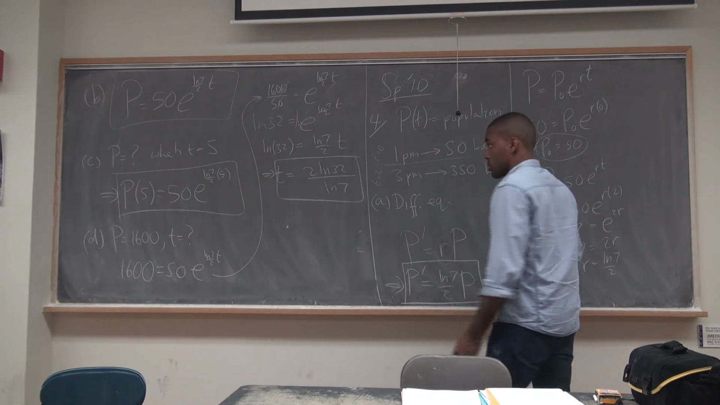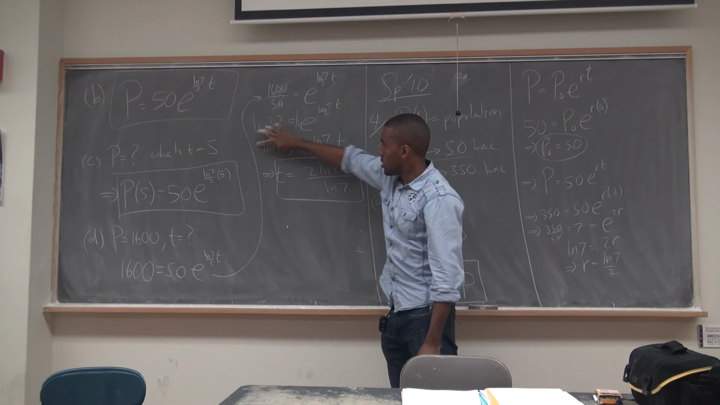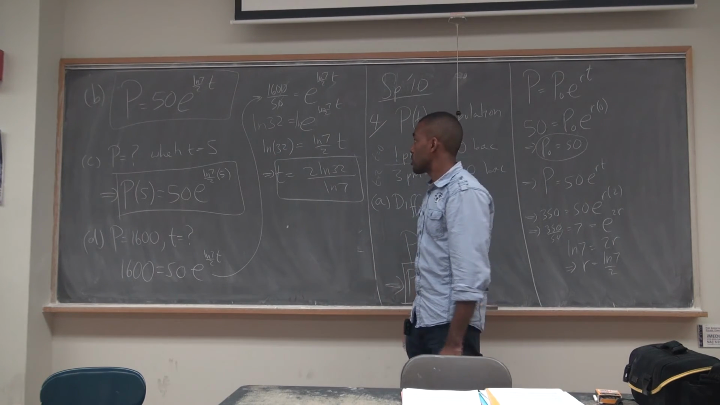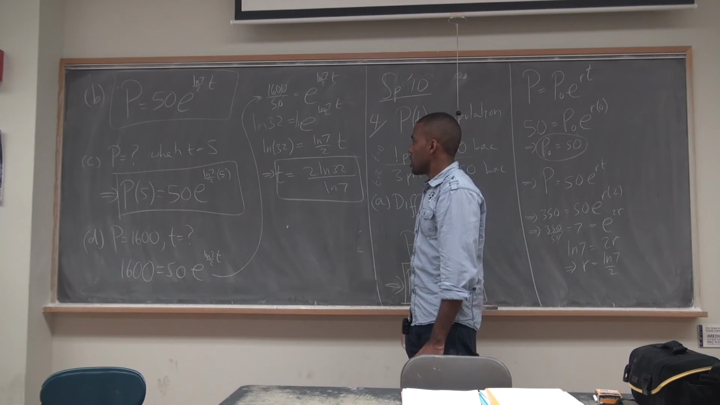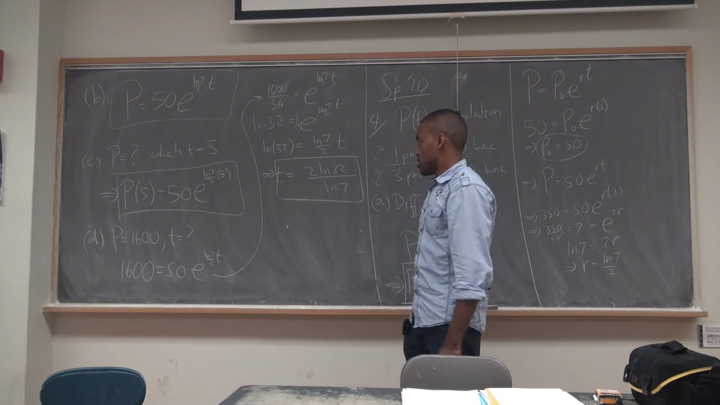Okay, this is where I messed up. I got ln 32. I multiply by the 2 and then divide by ln of 7. Can I do ln 32 over 3.5 is equal to t? ln 32 over 3.5. How did you get 3.5? Oh wait, no, that's not true.